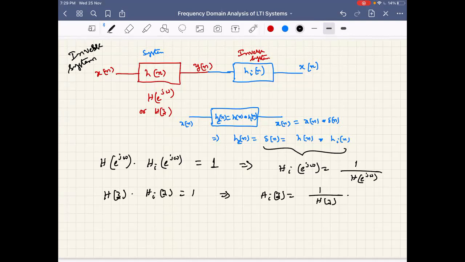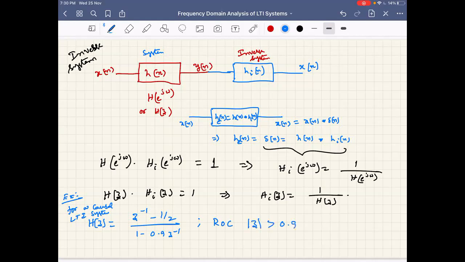Okay, so now let us take a small example to see this. Let h of z be equal to z inverse minus half by 1 minus 0.9 z inverse, and let this be a causal LTI system. Since it is given that this is causal, what is the region of convergence? ROC is mod z greater than 0.9.